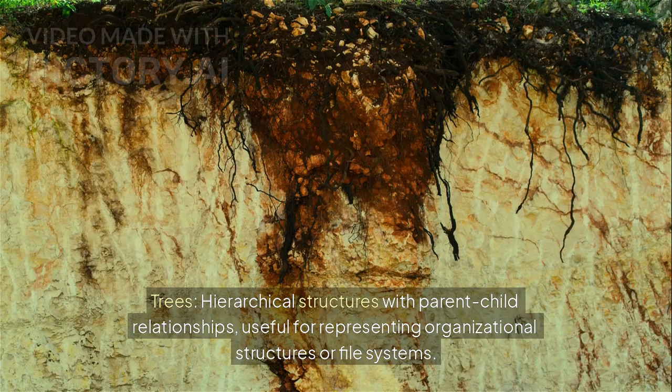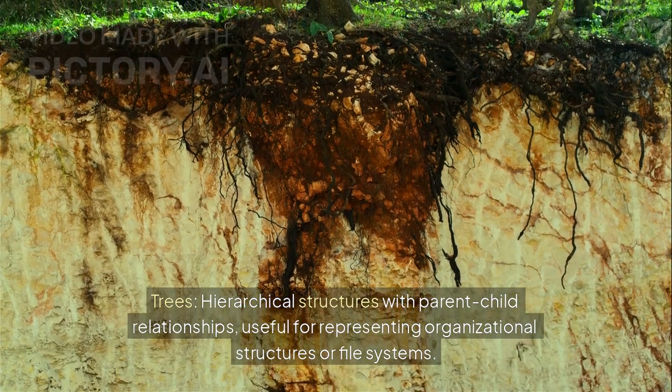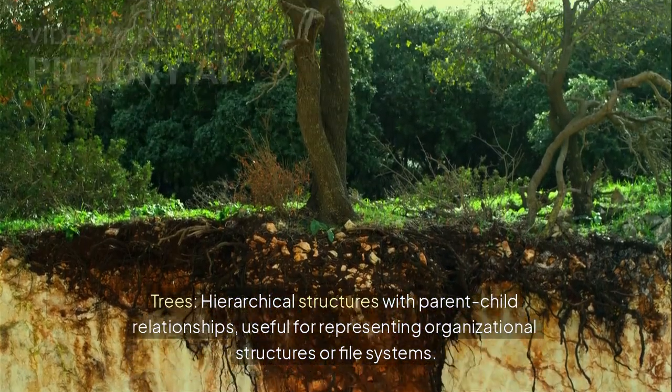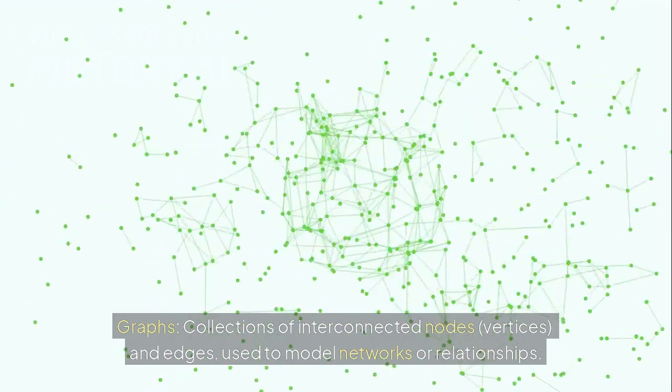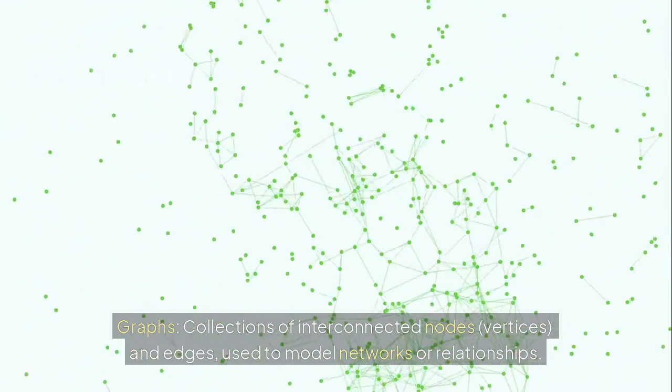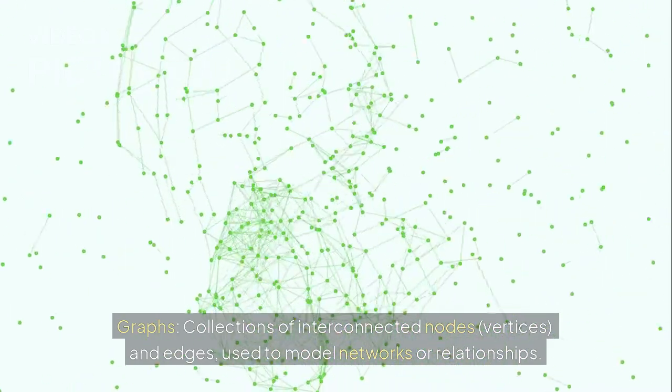Trees: hierarchical structures with parent-child relationships, useful for representing organizational structures or file systems. Graphs: collections of interconnected nodes, vertices, and edges used to model networks or relationships.